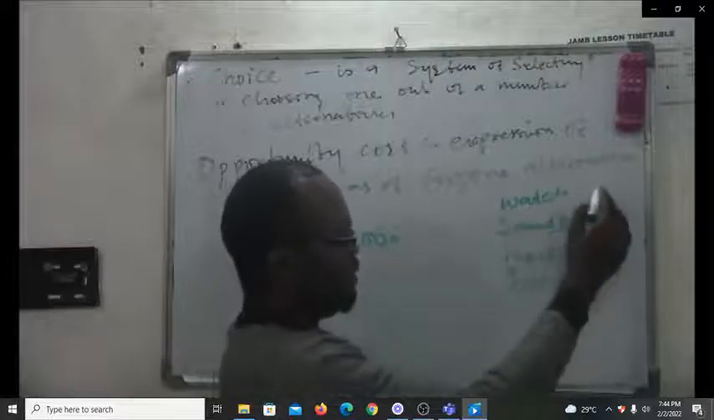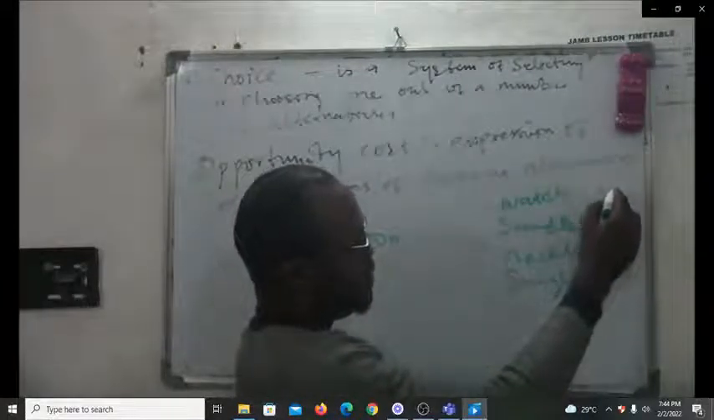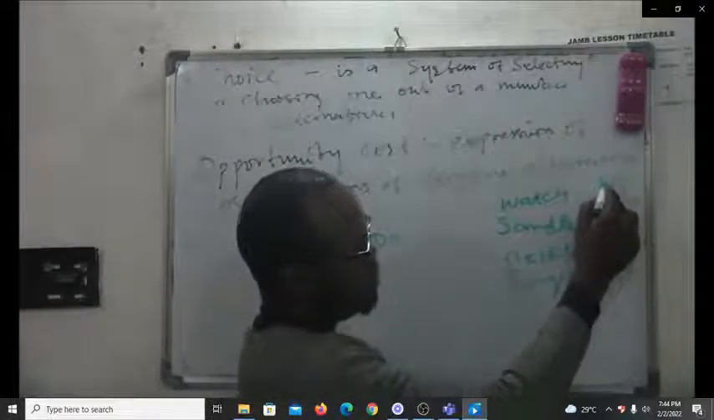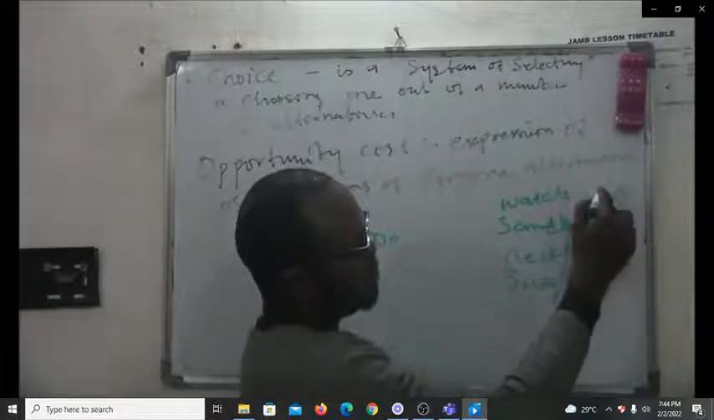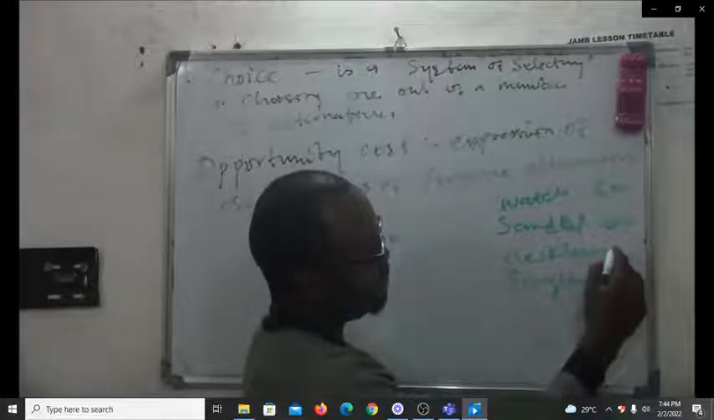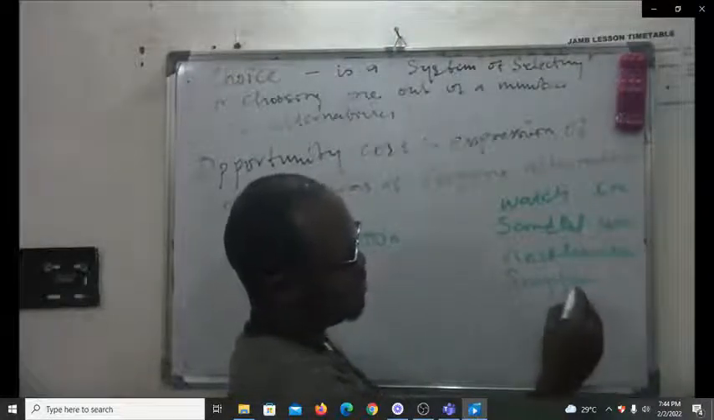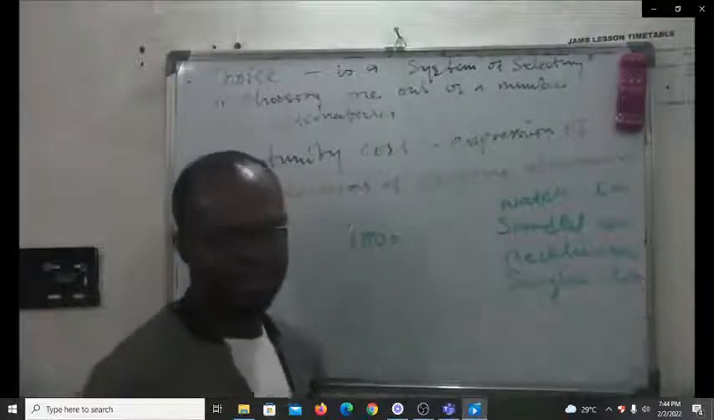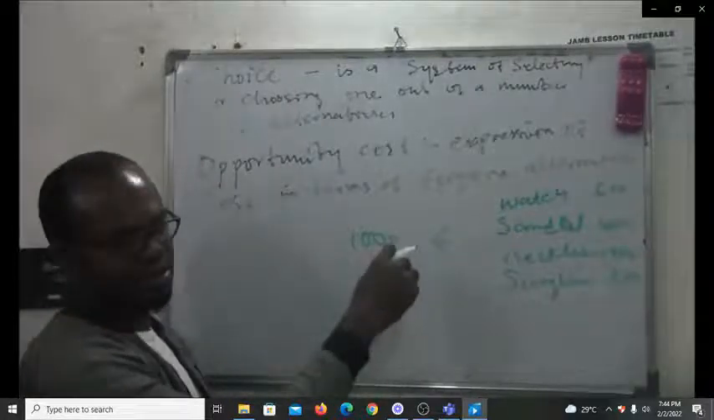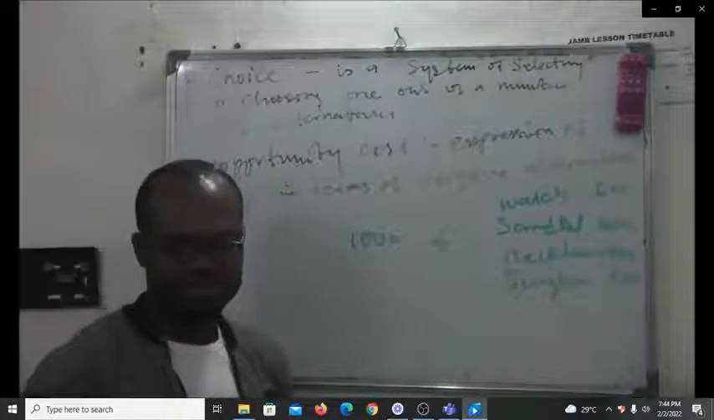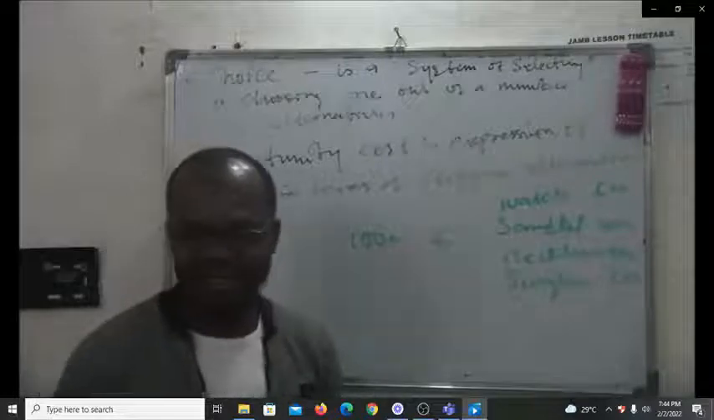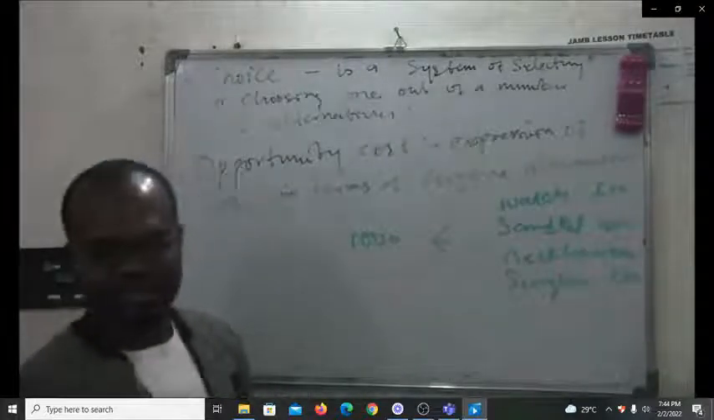And the watch is 600 naira. The sandal is 400. The necklace is 800. And the sunglass is 200. Can you see this? How many of these goods or commodities can you buy with 1,000? Two at a time, is it not? So you can pick out two at a time. Is that clear? You cannot buy the whole. So you have to make choice.